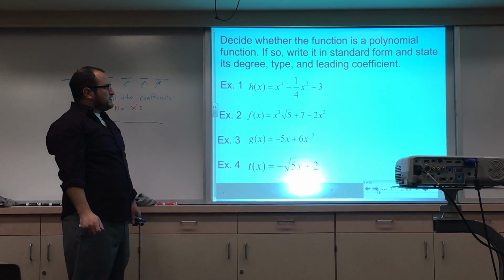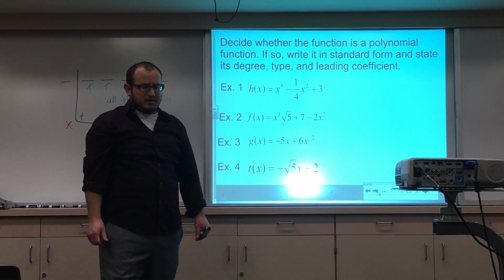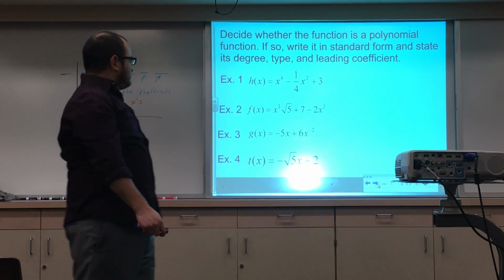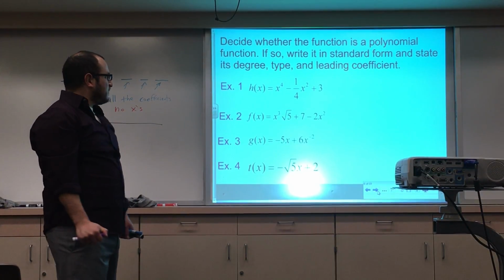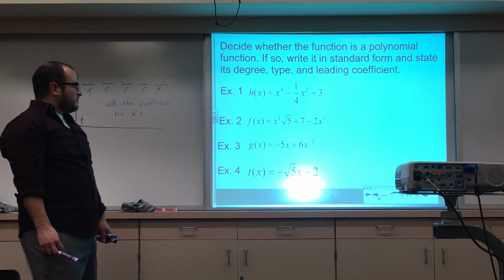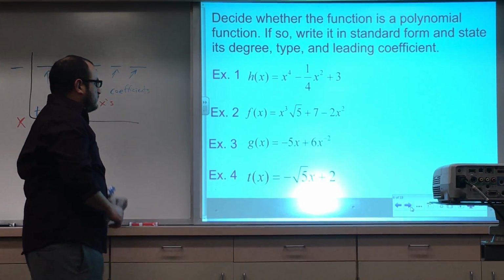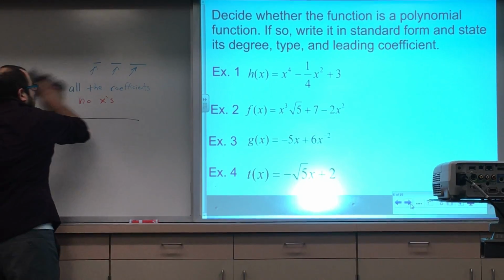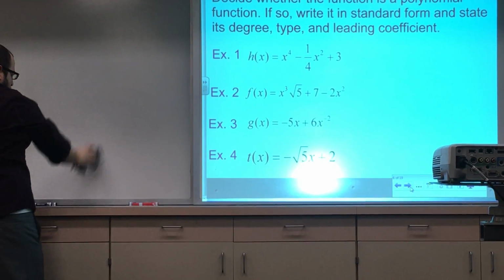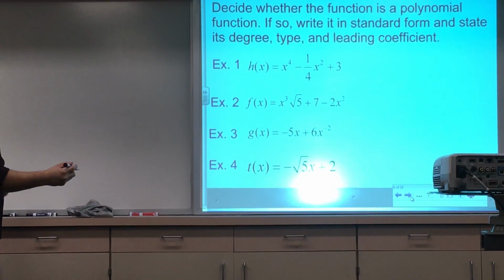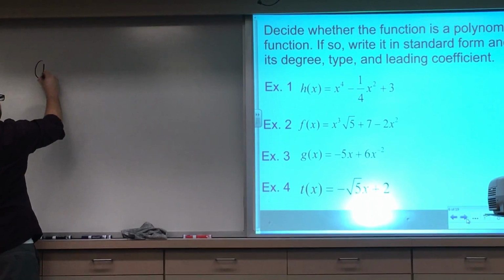So decide whether the function is a polynomial function. So we're simply going to look at the problem. Does this look like a polynomial? If so, write it in standard form and state its degree, type, and leading coefficient. Alright, let's go ahead and do number 1. Again, I'm going to do 2 if time permits. If not, then I'll just do 1 and we'll skip on.